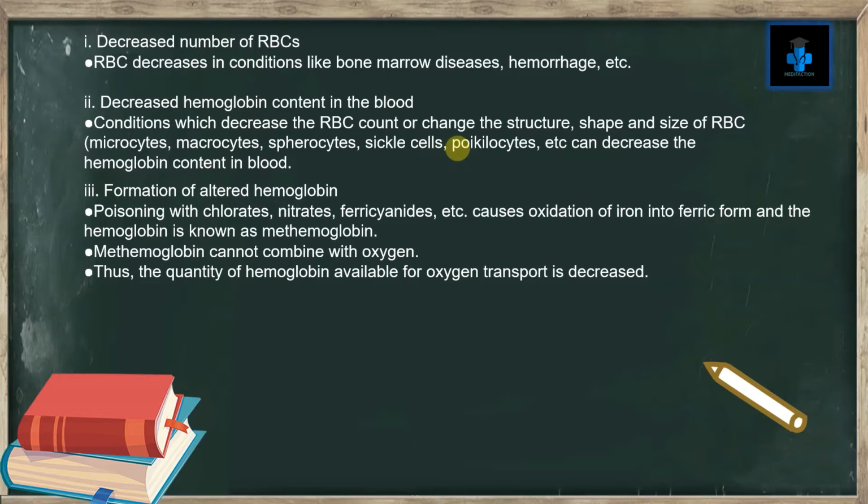Number 3. Formation of altered hemoglobin. Poisoning of chlorates, nitrates, ferricyanides, etc. causes oxidation of iron into ferric form, and the hemoglobin is known as methemoglobin. Methemoglobin cannot combine with oxygen. Thus, the quantity of hemoglobin available for oxygen transport is decreased.